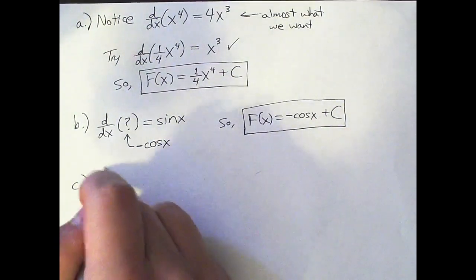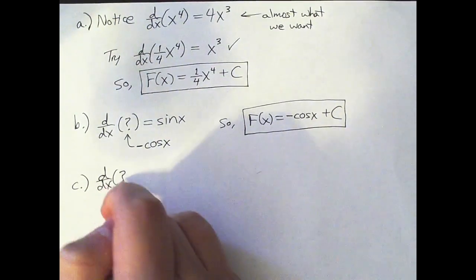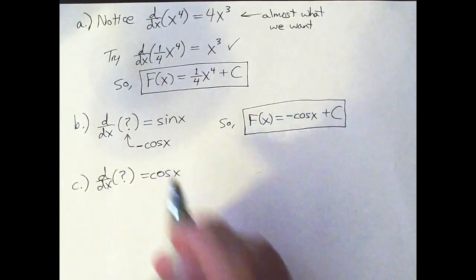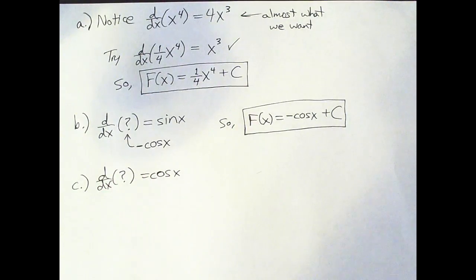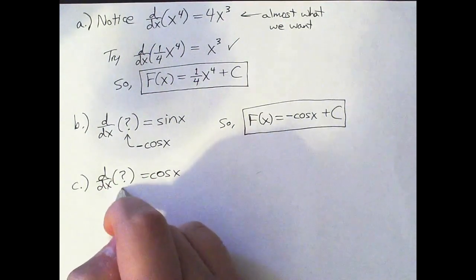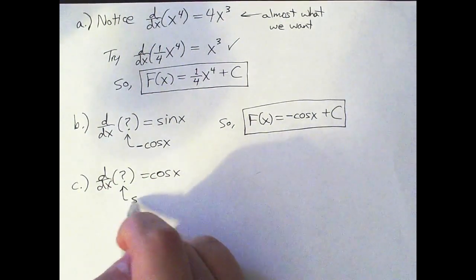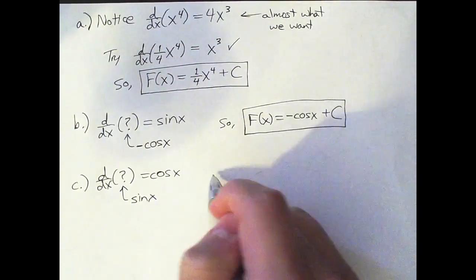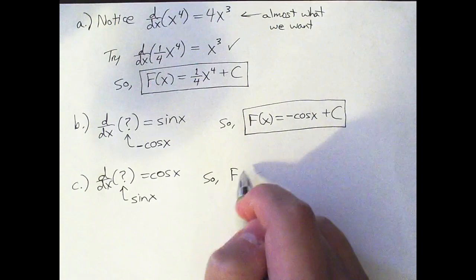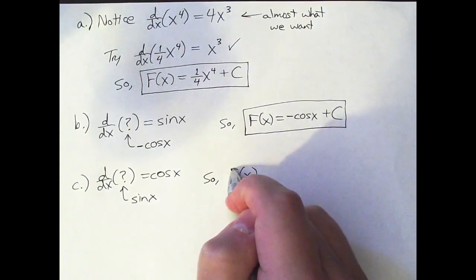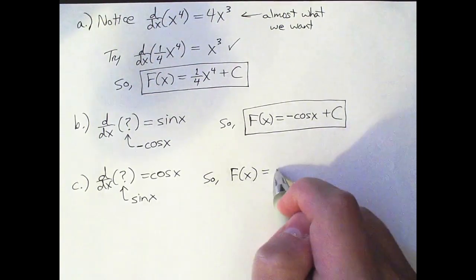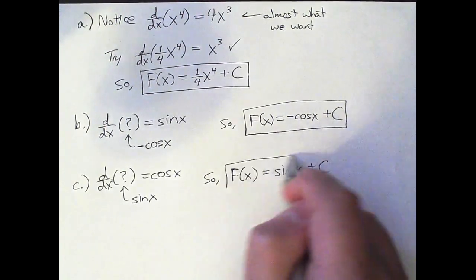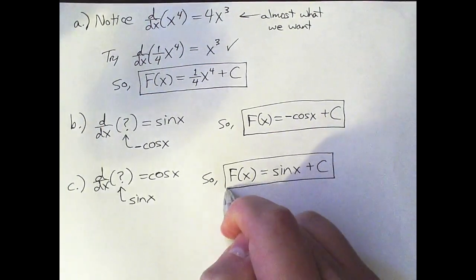For part C, we want something that when we take the derivative of it, the result is cosine. And we're figuring out, well, what needs to go where this question mark is? Sine x works. Yeah, that works. So then the most general antiderivative would be the particular antiderivative that we found, but then with a plus c attached to it, because you could add any constant you want.